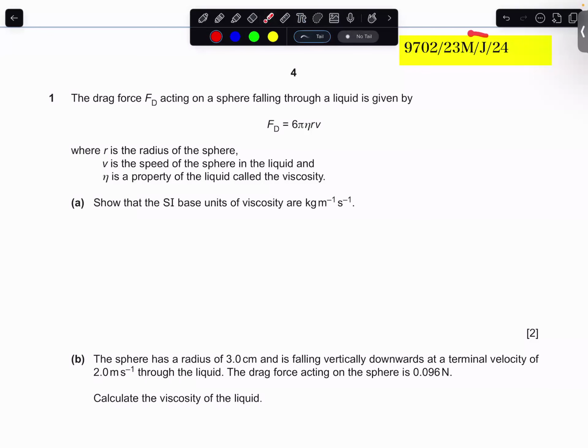Bismillahirrahmanirrahim. This question is from May June 24, variant 23. Question number 1, topic measurement uncertainty.